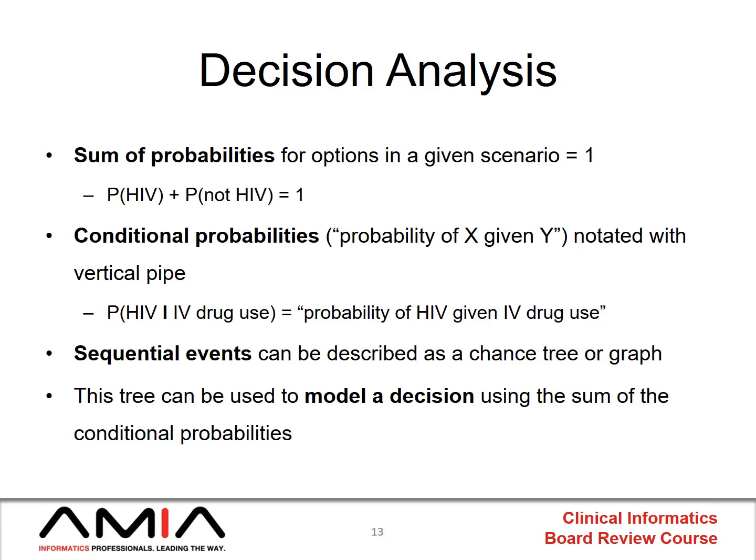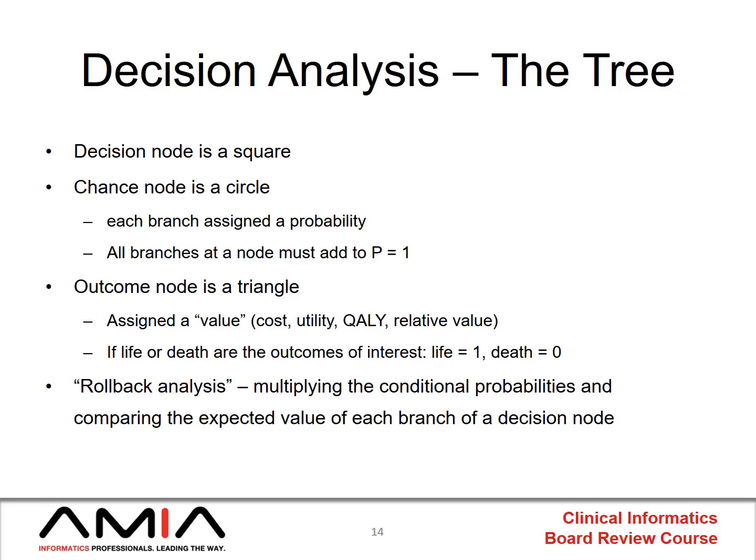Another thing we have to be aware of is that sequential events can be described as a chance tree or a graph, and we'll give an example of that, and that you can use this tree to model a decision using the sum of all these conditional probabilities and something called a rollback analysis. By convention, when you draw these trees, the decision node is a square, the chance node is a circle, and the outcome node is a triangle.